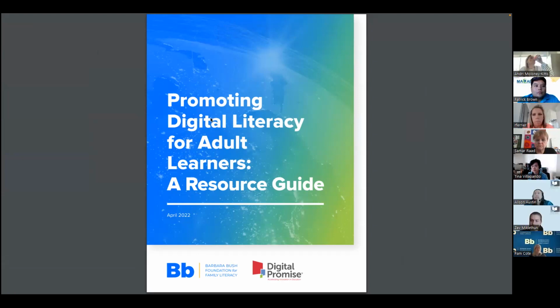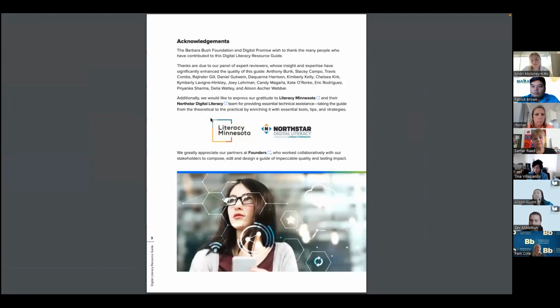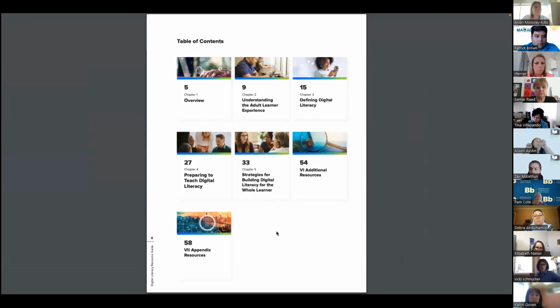As I said, the resource guide came out last April, and the start of the guide is acknowledgments and a lot of information about the guide. And then on page 4, we show how the content is organized. So the content of the resource guide is organized over 5 chapters. We do have a section of additional resources, and then we have a very long appendix section.